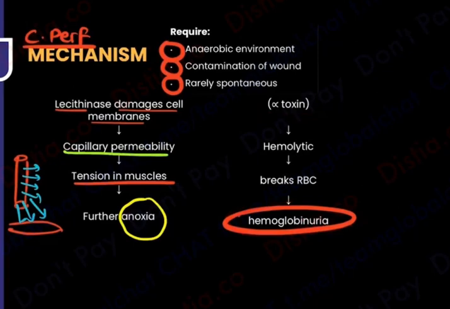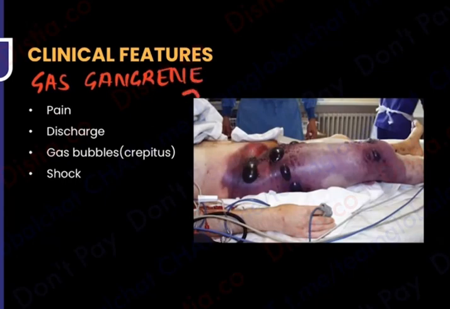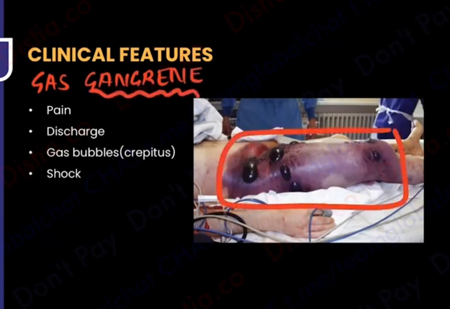So how is the gas gangrene going to look? Firstly, when we are talking about any kind of gangrene, we know for a fact that there is a lot of foul smelling, blackish, very dirty looking tissue that is there, because this is nothing but a case of myonecrosis.